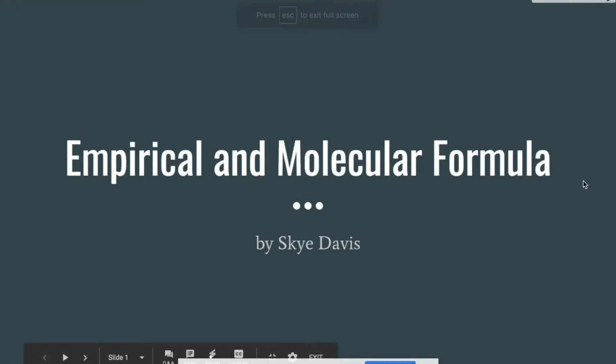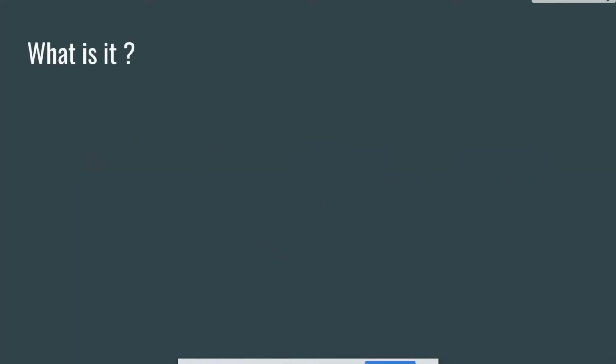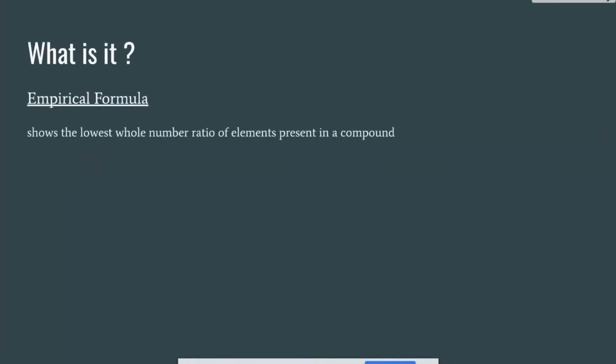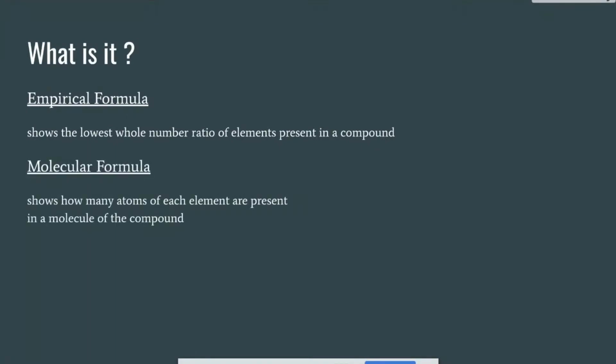The topic that I'll be explaining today is the empirical and molecular formula. What is it? The empirical formula shows the lowest whole number ratio of elements present in a compound. The molecular formula shows how many atoms of each element are present in a molecule of the compound. So basically, the empirical formula is a reduced version of the molecular formula.